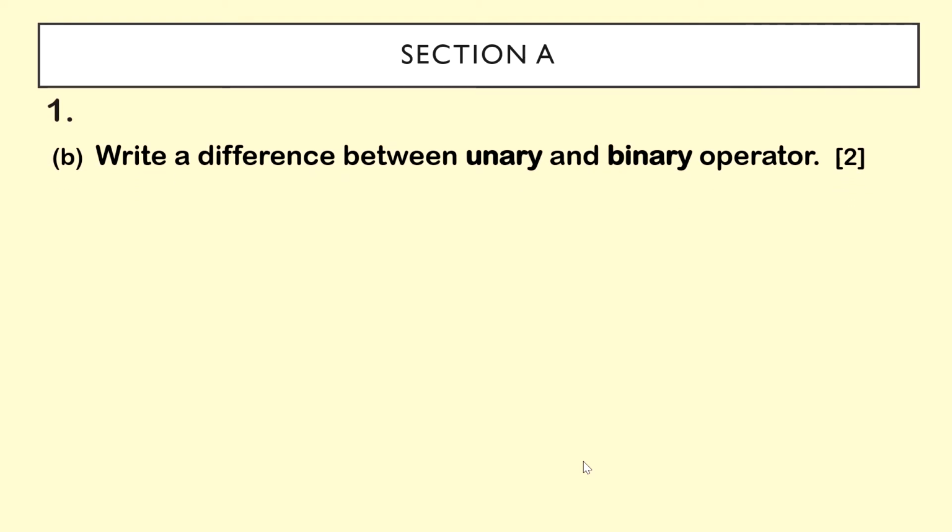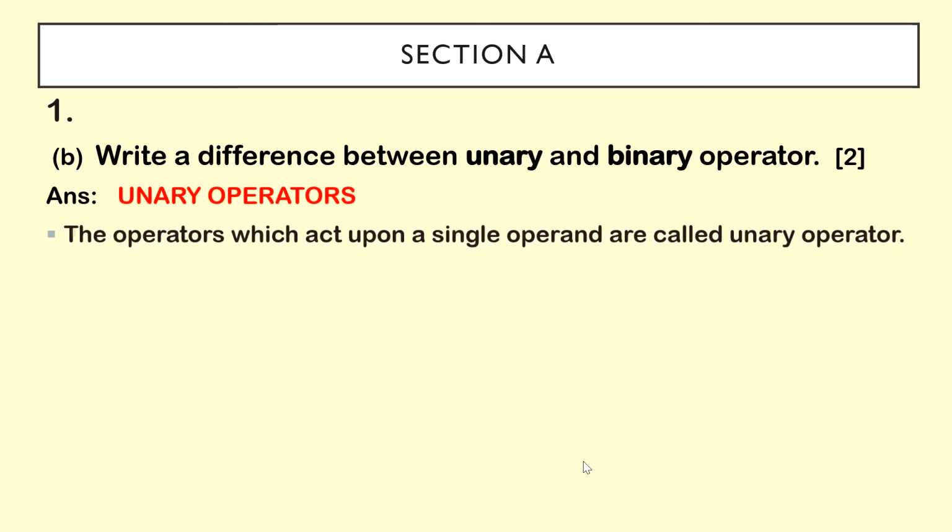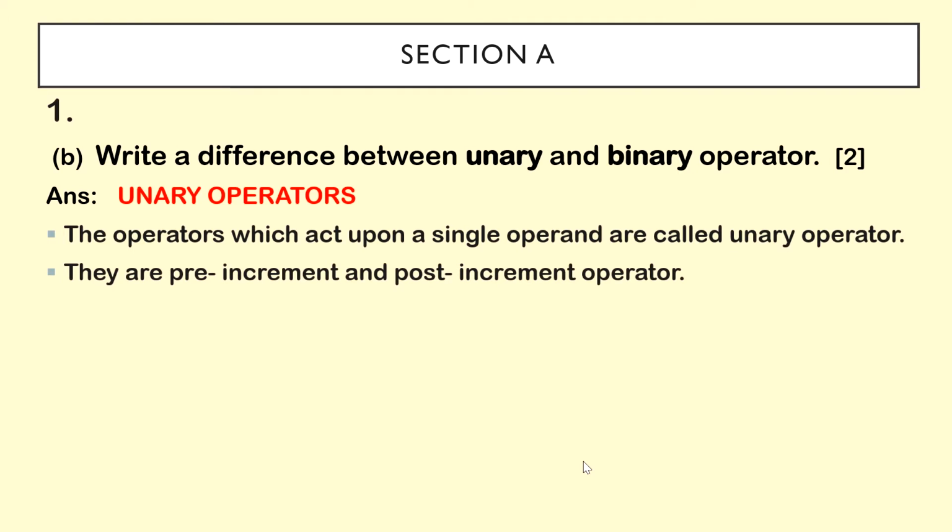Let's come to question number B. What is the difference between unary and binary operator? Unary operators basically are those operators which act upon a single operand. There is only one operand. Example, like they are pre-increment or post-increment operator, even pre-decrement and post-decrement operator. So I've taken few examples over here, a plus plus or minus minus a. Since only one operand is used, we call them unary operator.